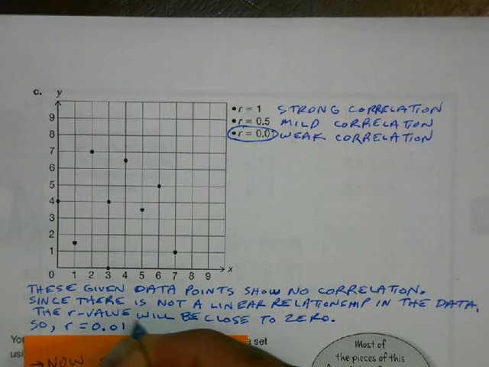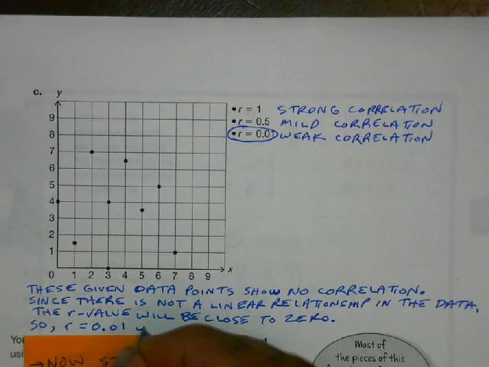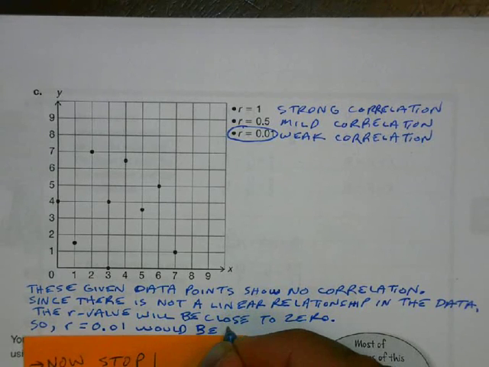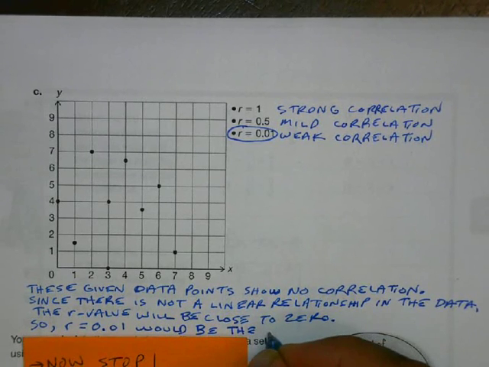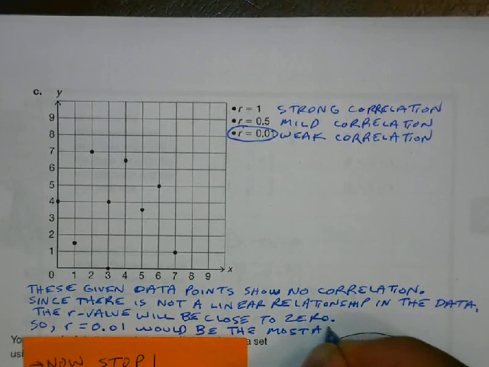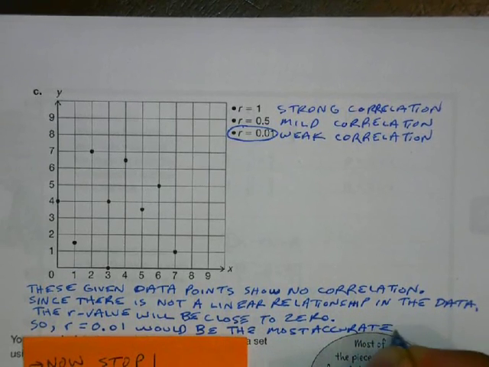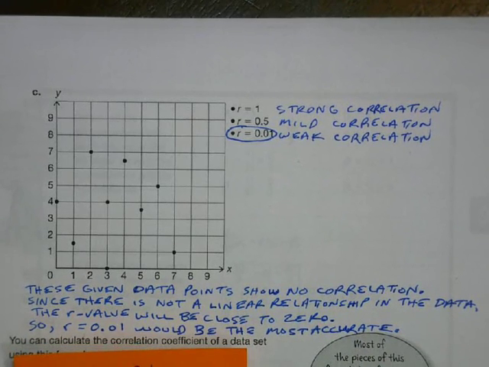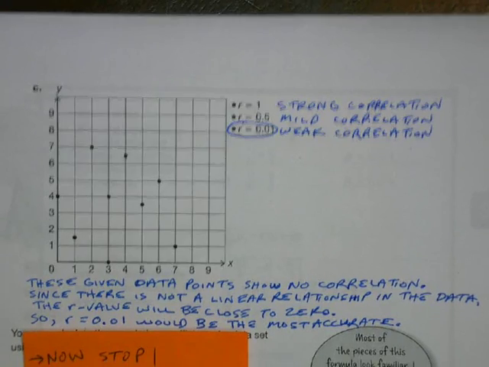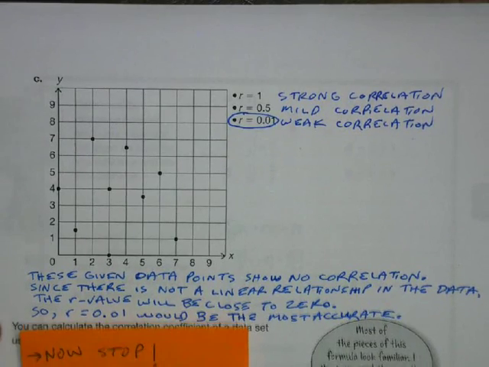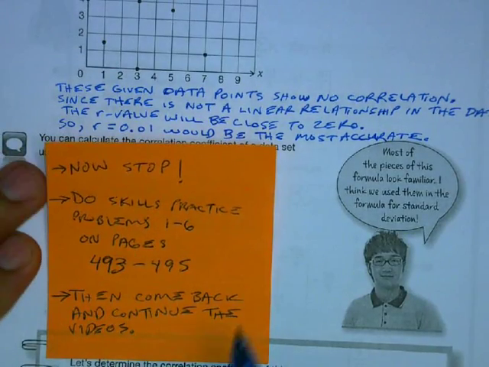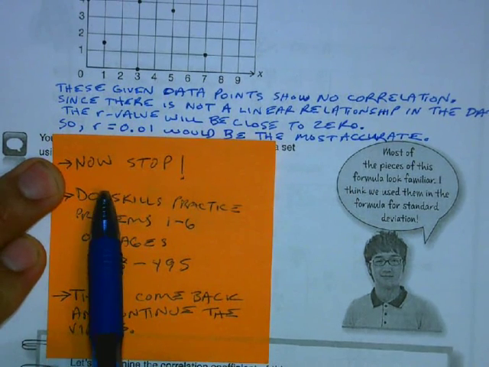Okay, so now that we've gotten that far, what I want you to do is stop with everything that you've done. I want you to think about everything you've done, and then take a look at skills practice. I want you to do the skills practice problems 1 through 6 on pages 493 through 495. After you do those, because those problems directly reflect what we just did, then come back and continue to watch the videos. Because then what we'll do is, I'll show you how to do a problem or two, and then I'll assign you some problems. And it should make it a lot easier.